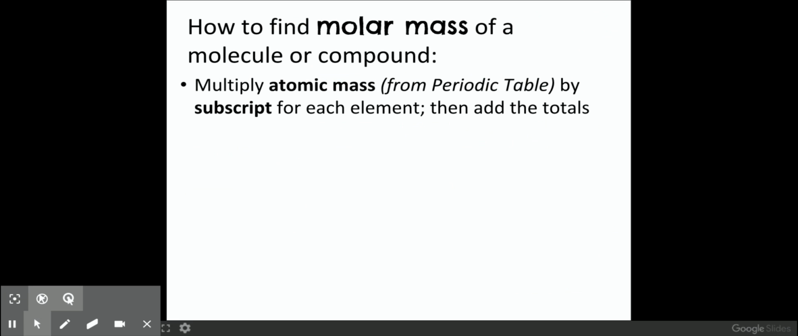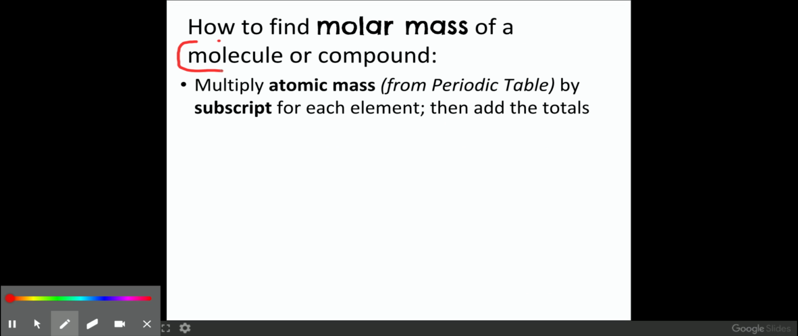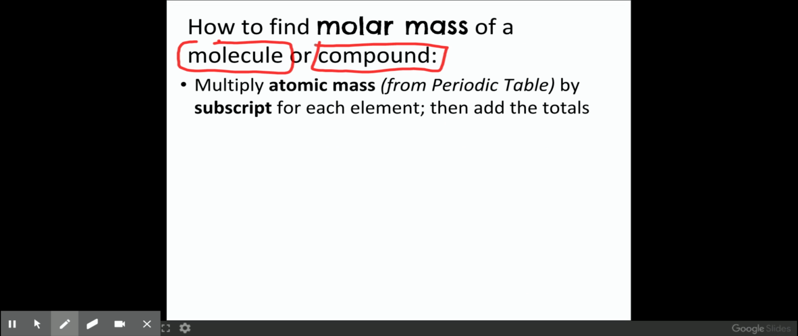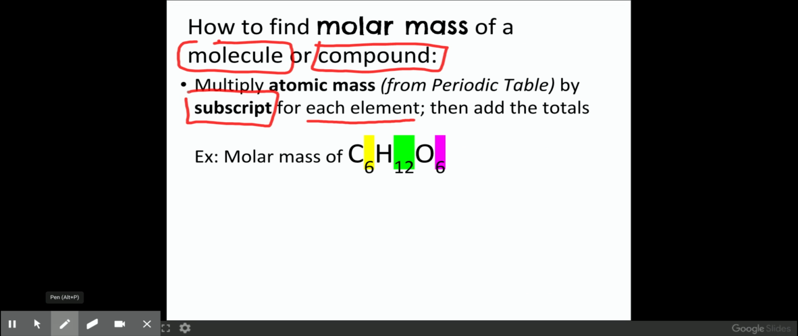So what if you have something that's not an atom, but rather it is a molecule, or it is a compound. It's not just 1 atom. So in that case, we're still going to be looking at our periodic table, but we've got to do a little bit of math. We're going to be looking at the atomic mass for each element in the compound, but then we have to check the subscripts to see how many atoms of that element are in the compound, and then we're going to be adding up the totals.